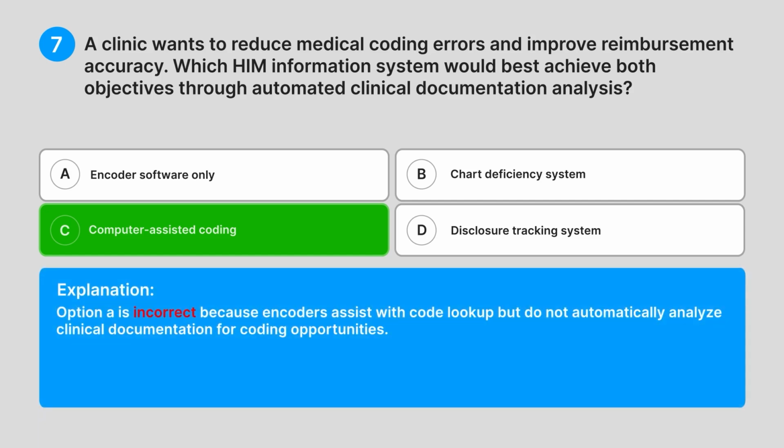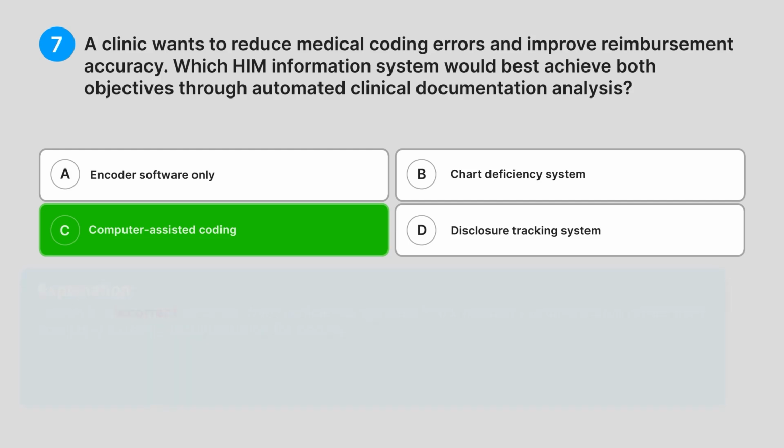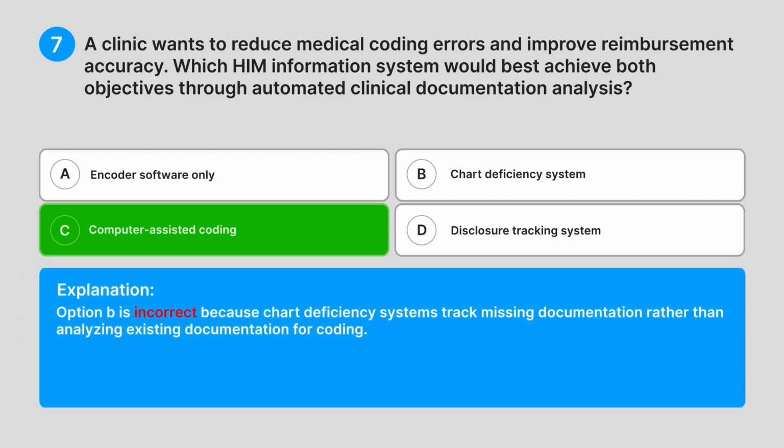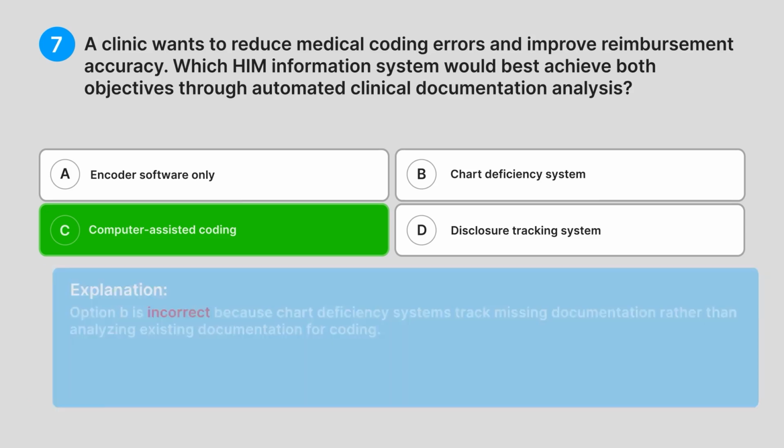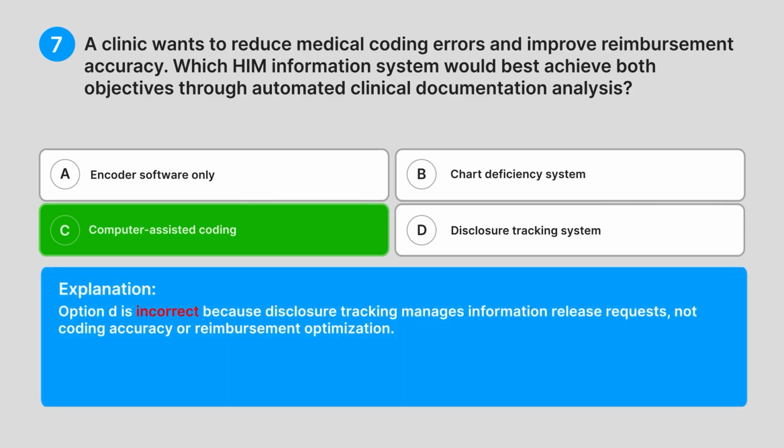Option A is incorrect because encoders assist with code lookup, but do not automatically analyze clinical documentation for coding opportunities. Option B is incorrect because chart deficiency systems track missing documentation rather than analyzing existing documentation for coding. Option D is incorrect because disclosure tracking manages information release requests, not coding accuracy or reimbursement optimization.